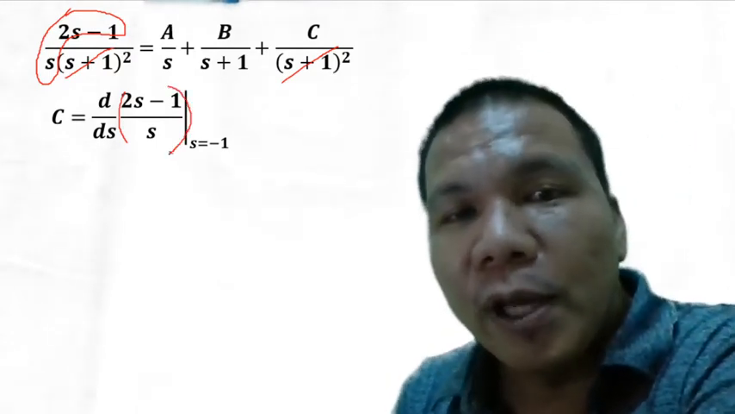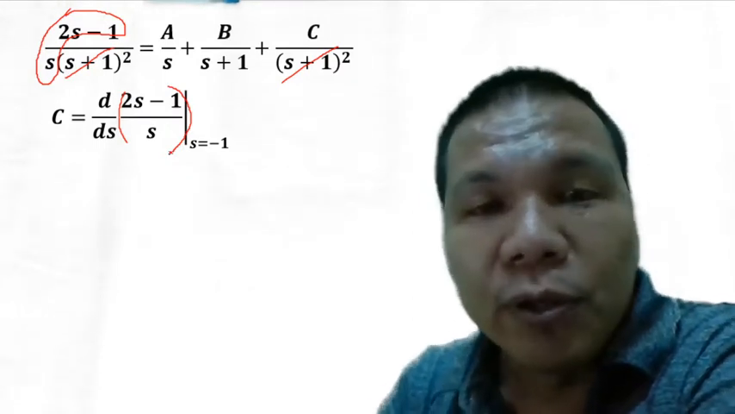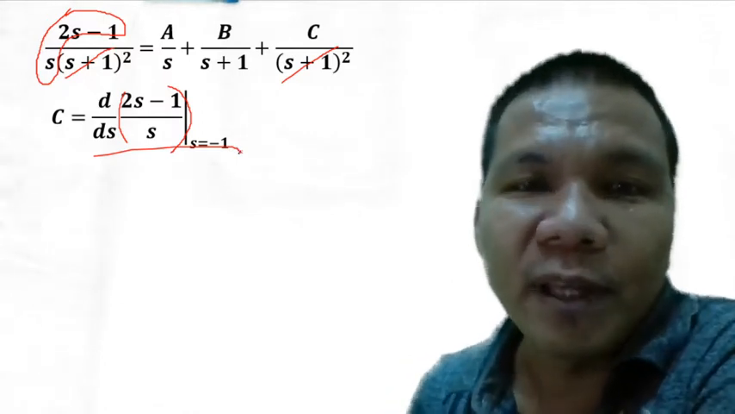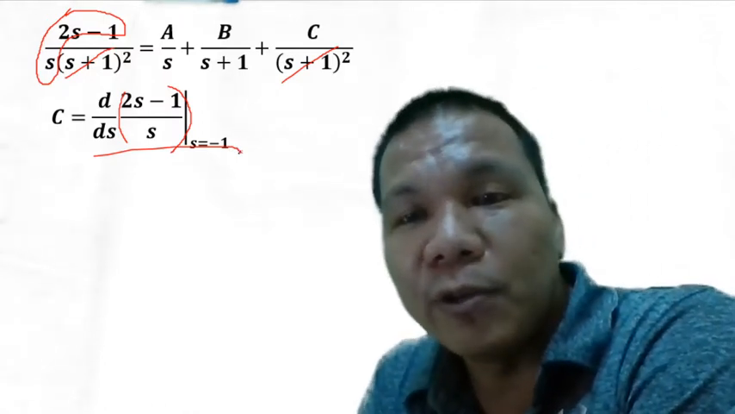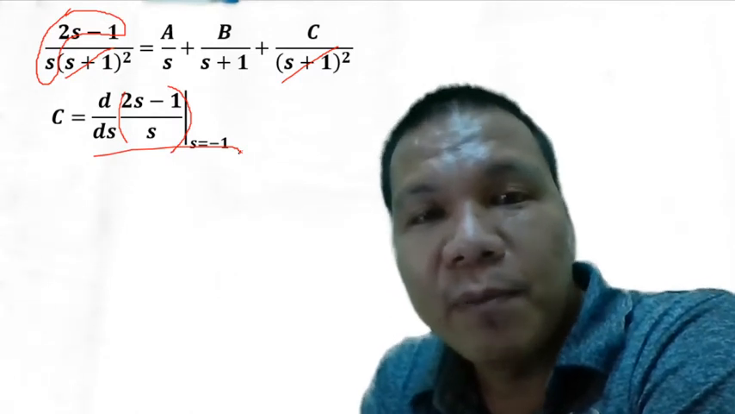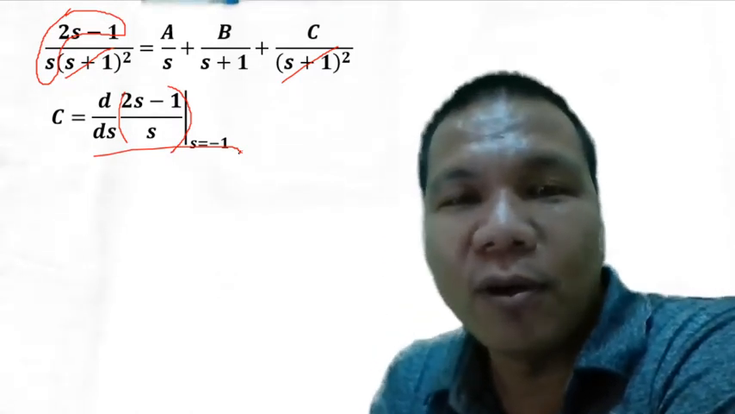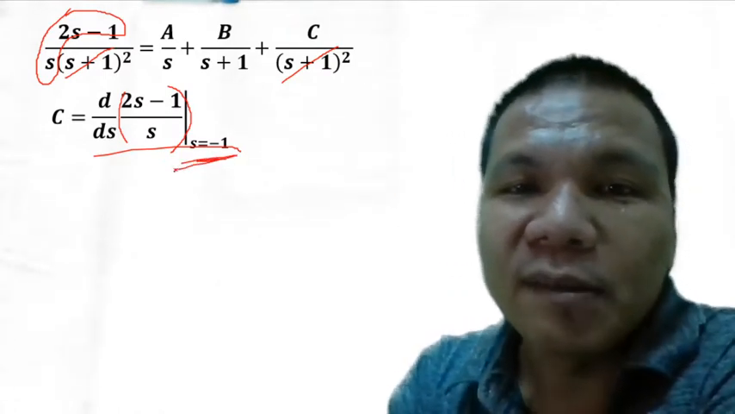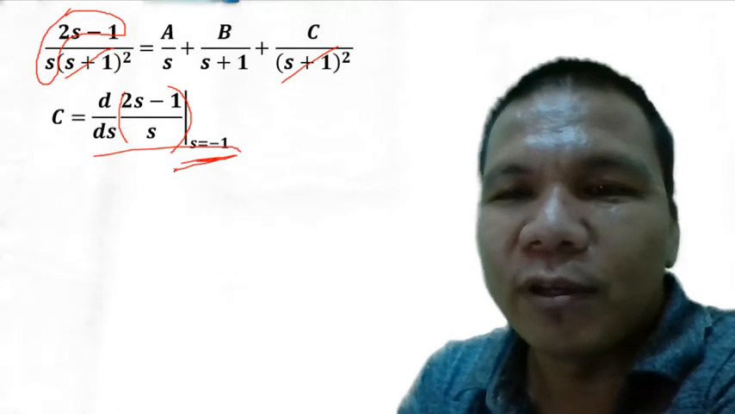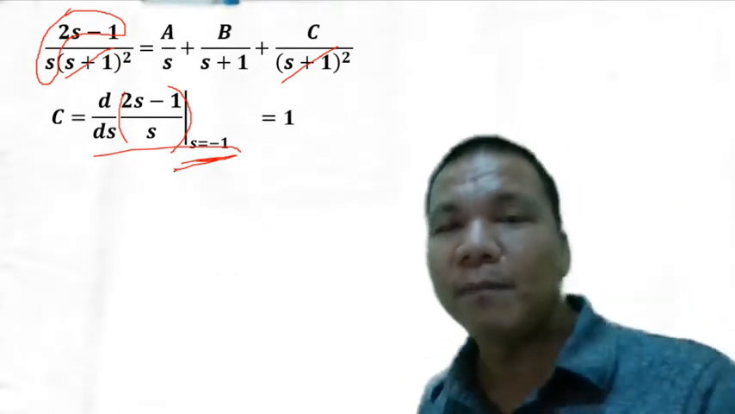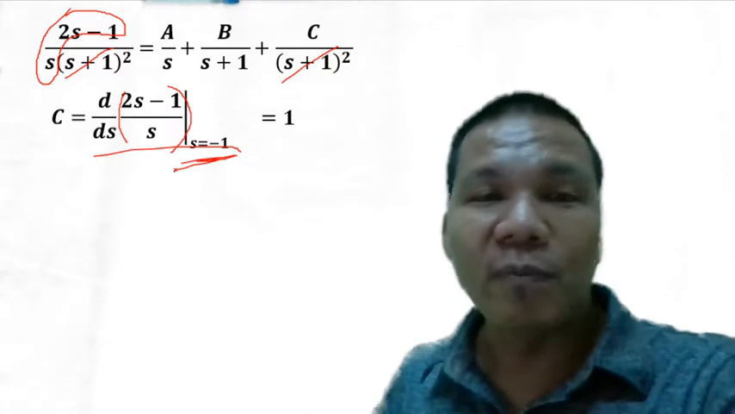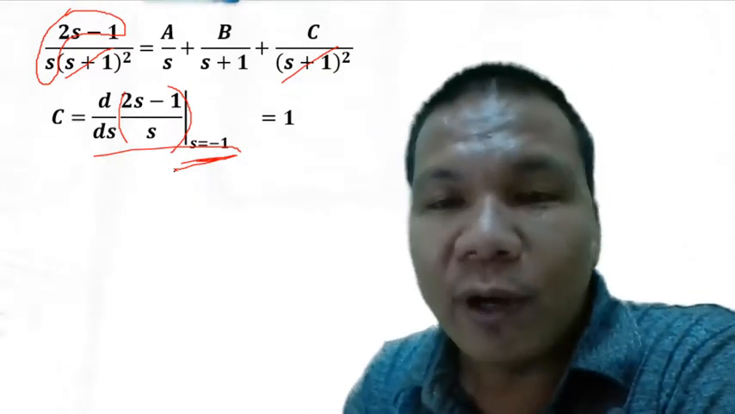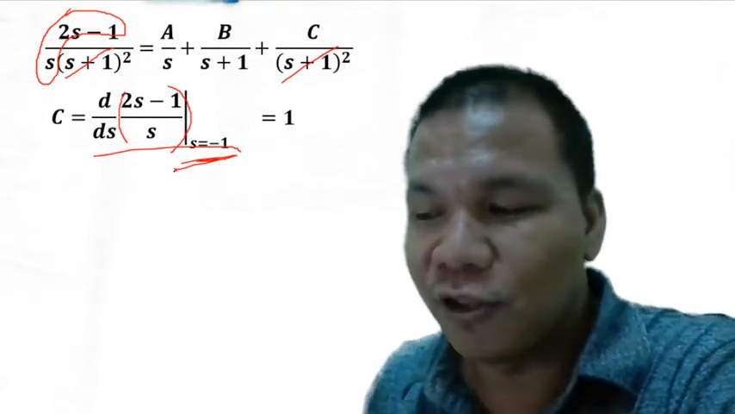In your calculator, try to plug in this expression, the derivative. In your calculator, you use x, of course. The derivative of 2x minus 1 all over x, and set the value of x equals to 1 in your calculator. Then press enter. What will be the result? The result would be positive 1. So try to do that in your calculator. You have your derivative function.